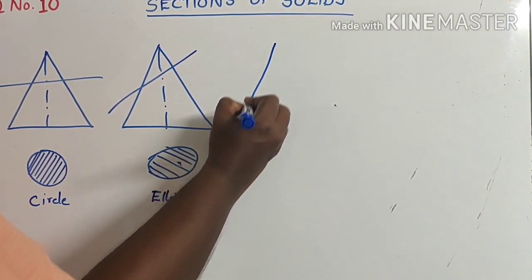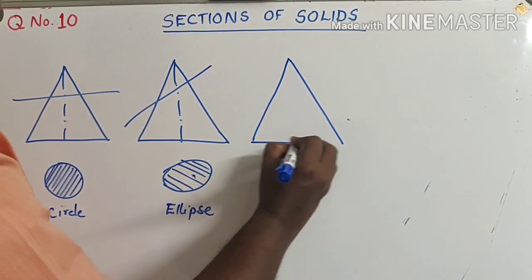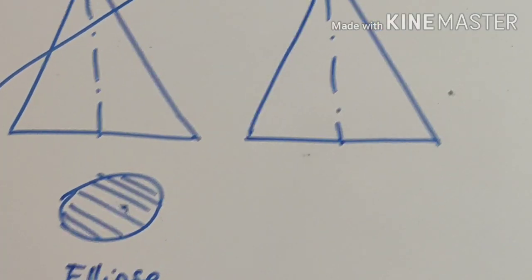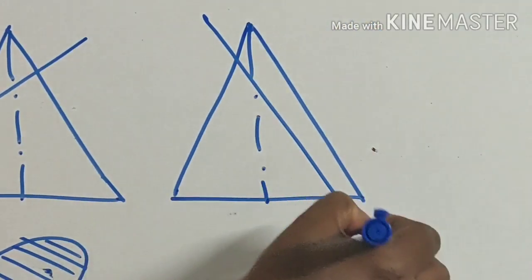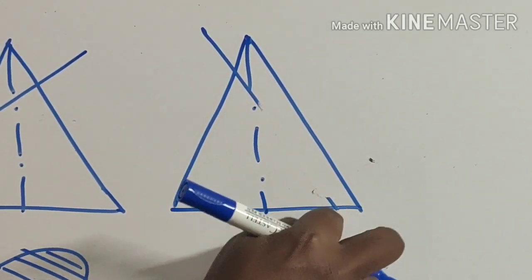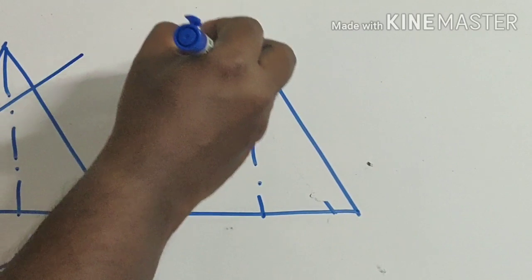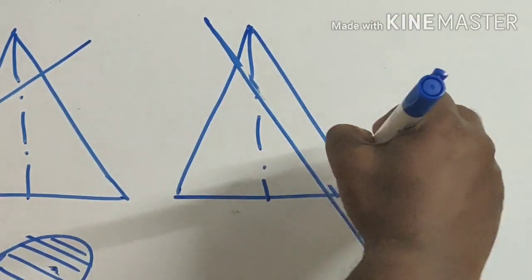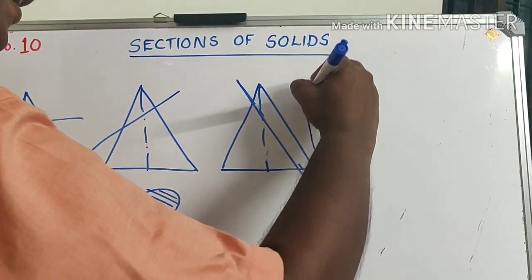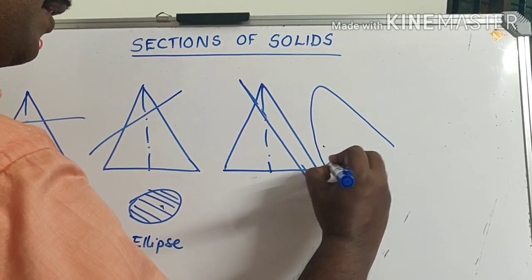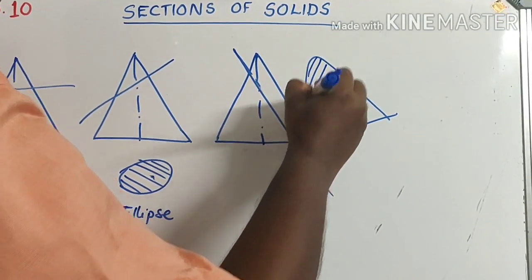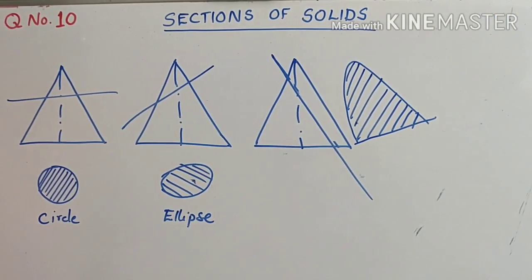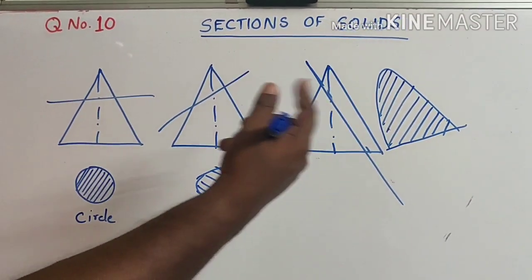Consider another cone, the front view of another cone. Here, again, this is the axis. You are having a section which is parallel to one of its generators. So normally this will give you a section which should be a parabola. It is easy to remember that the section plane is parallel to one of its generators. So the obtained section is a parabola.